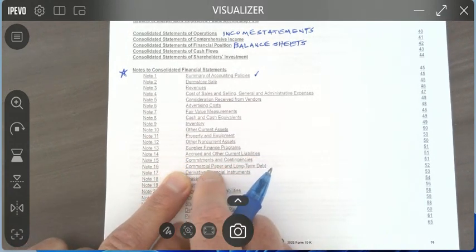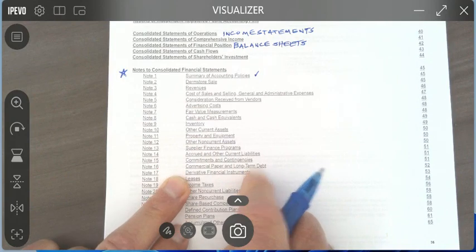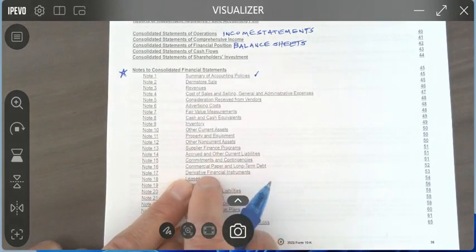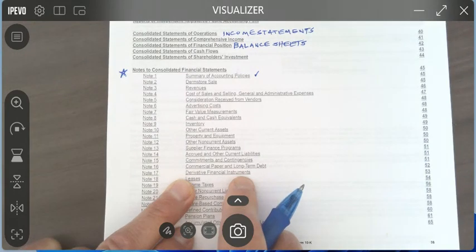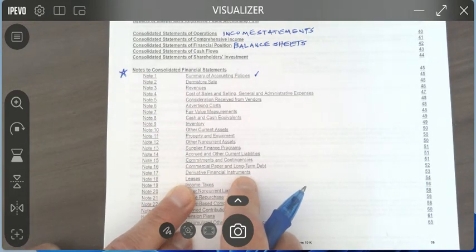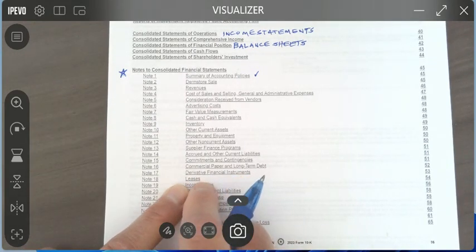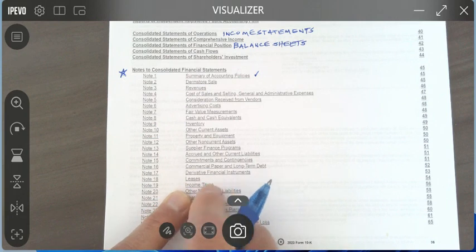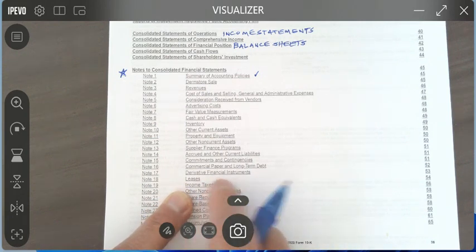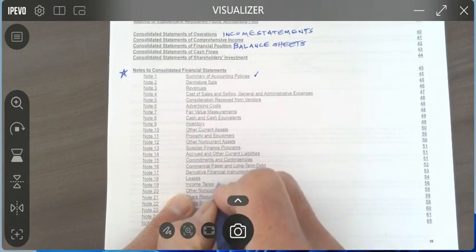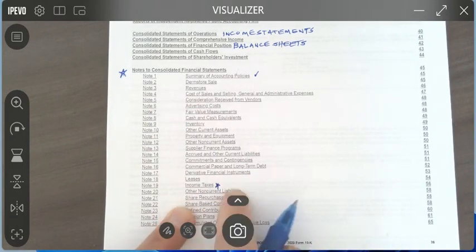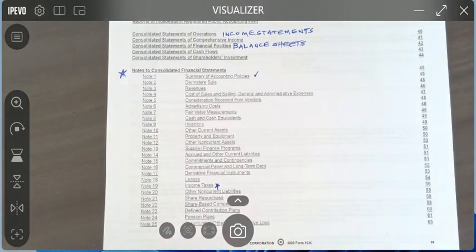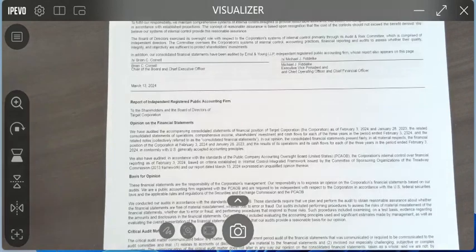Commitments and contingencies, commercial paper and long-term debt. You'll learn what that is in Financial Accounting and Reporting 2. Derivative financial instruments. You'll learn about those in Financial Accounting and Reporting 3. Leases, Financial Accounting and Reporting 3. Income taxes, a little bit in each class. And of course, a lot in income tax class. Other non-current liabilities, and so on.